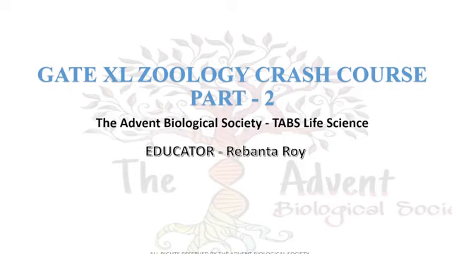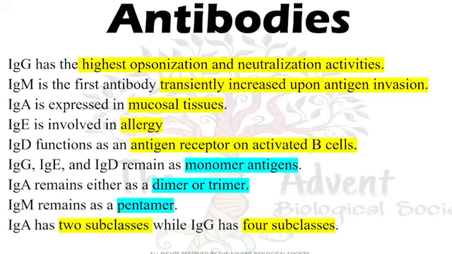So at the beginning we would be talking about antibodies. Now antibodies, as you all know, are certain chemical molecules in the form of proteins that are produced in our body in response to something which is known as antigens.